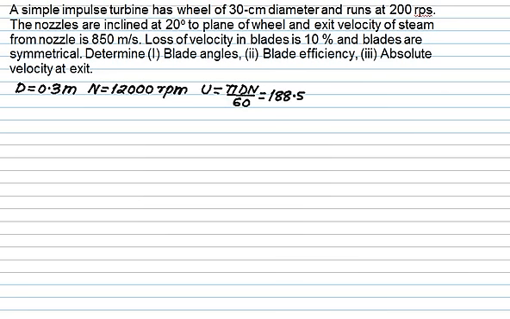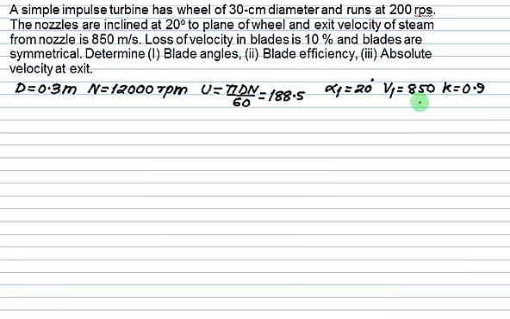Blade velocity will be 188.5. What is the nozzle angle? Nozzle angle is alpha 1 equals 20 degrees. And the exit velocity of steam from the nozzle, which is the blade inlet velocity, equals what? 850. And is the factor K given to you? How much is K? Loss is 10%. So K equals what? 0.9.